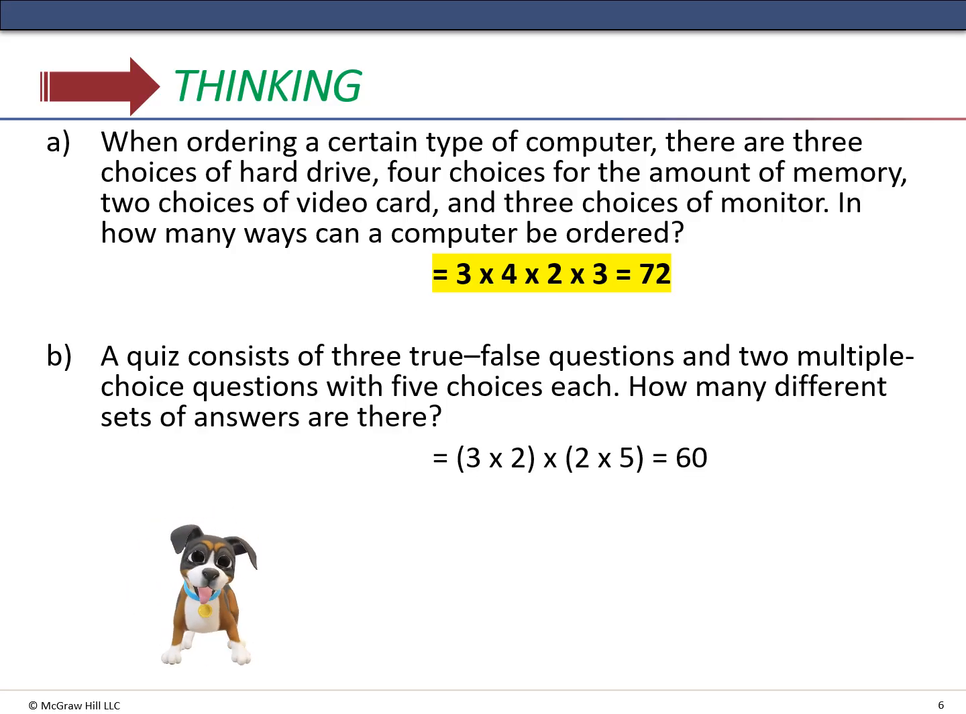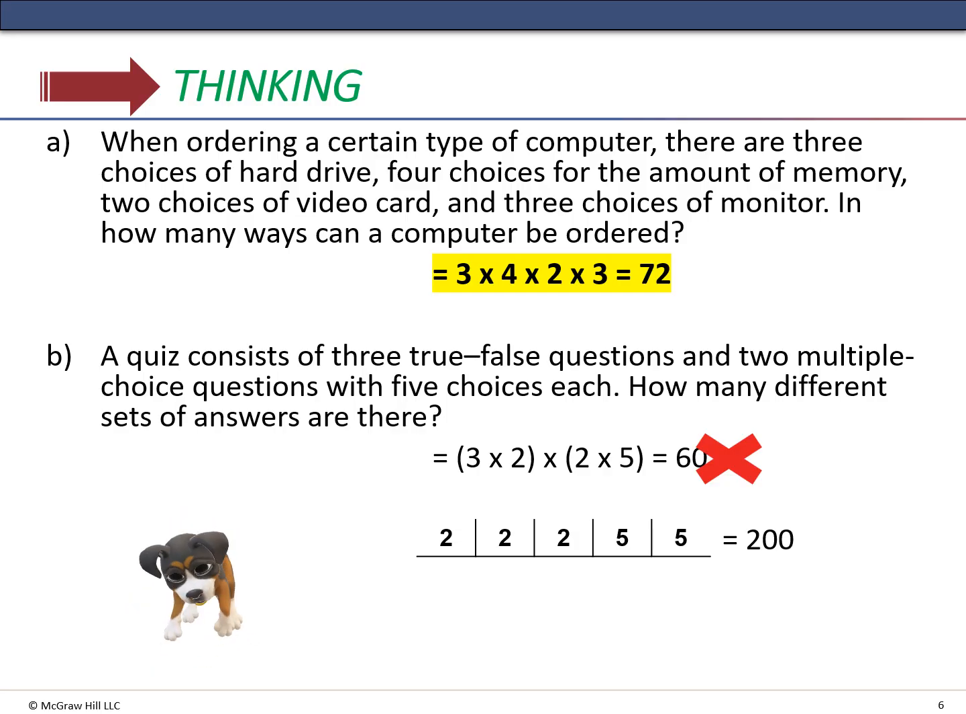Now be careful. In the second one, we have 3 true-false questions and 2 multiple choice questions with 5 choices each. How many different sets of answers? Well, you might think of just multiplying 3 times 2 and 2 times 5. Unfortunately, this would get it wrong. We have 3 true-false questions. So in this case, it's better to actually draw the hangman. Okay, so we have 3 true-false questions and then 2 multiple choice questions with 5 options.